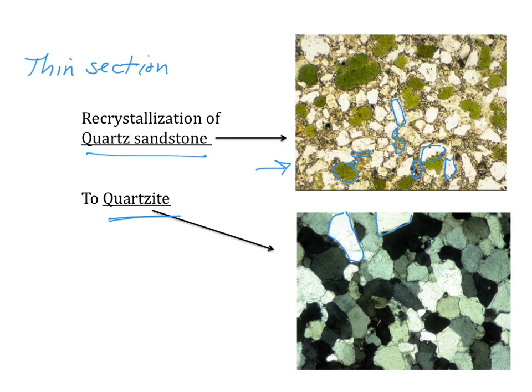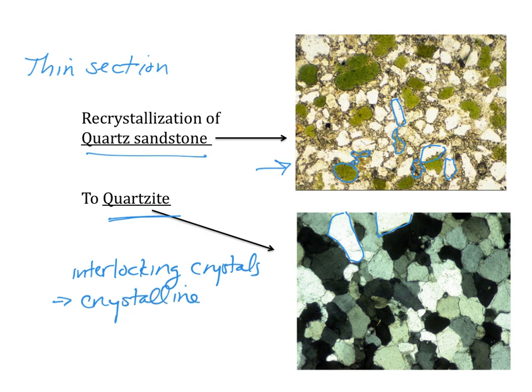So now we have interlocking crystals instead of grains that are cemented together. So that interlocking texture is a result of recrystallization, and we call that a crystalline texture. So igneous rocks had a crystalline texture as well, right? Because the crystals actually grew in a liquid, and therefore they had to grow next to each other.